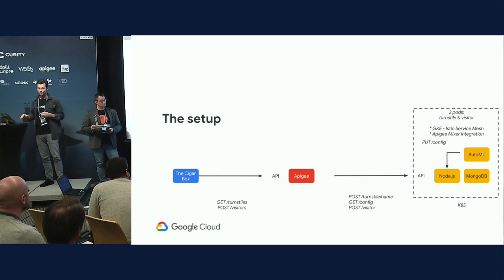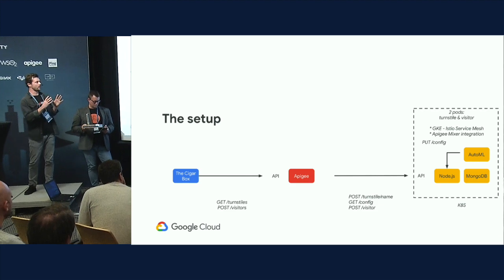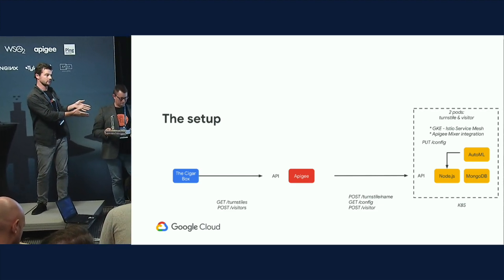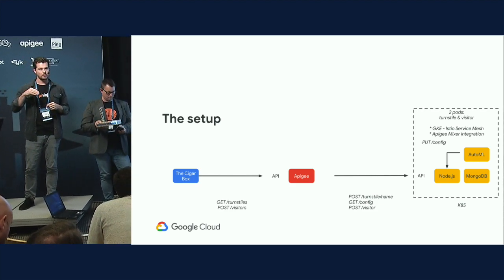With this full setup, we're able to show you API management capabilities, both for the APIs exposed to the outside world, which is the cigar box, and also for measuring and monitoring what's happening in the service mesh, in Istio.